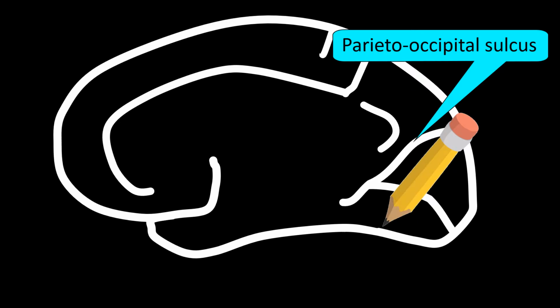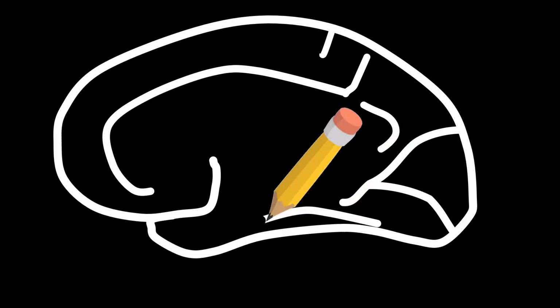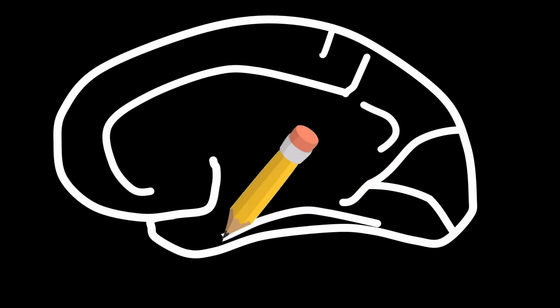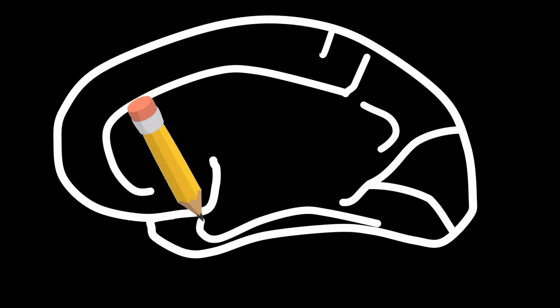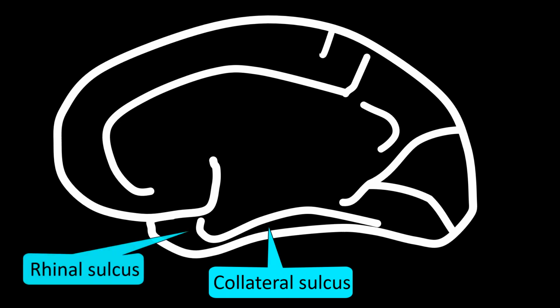Now go close to the lower edge, a bit over halfway between the occipital pole and the end of the parietal occipital sulcus, and start drawing a line going forward. Continue it, curve it following the lower edge, and then turn it up. This is the collateral sulcus, and the curved part anteriorly is called the rhinal sulcus.